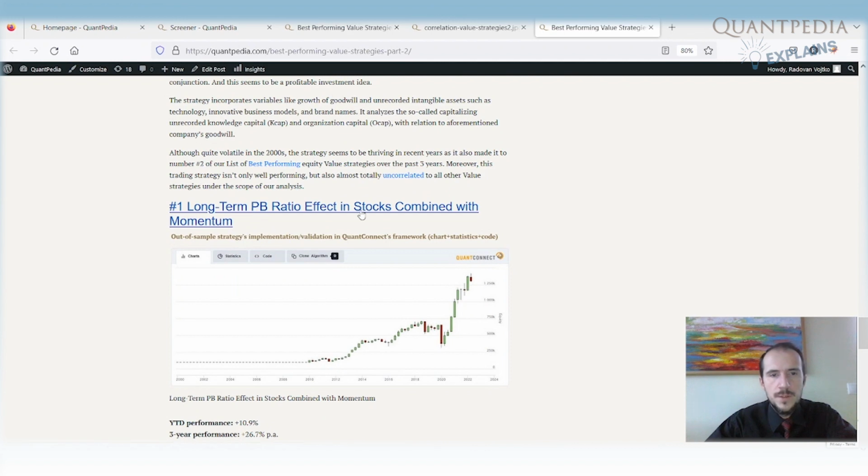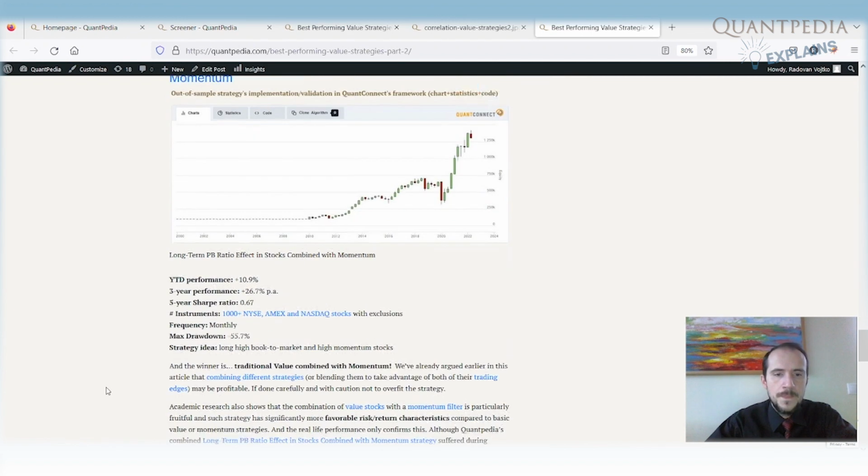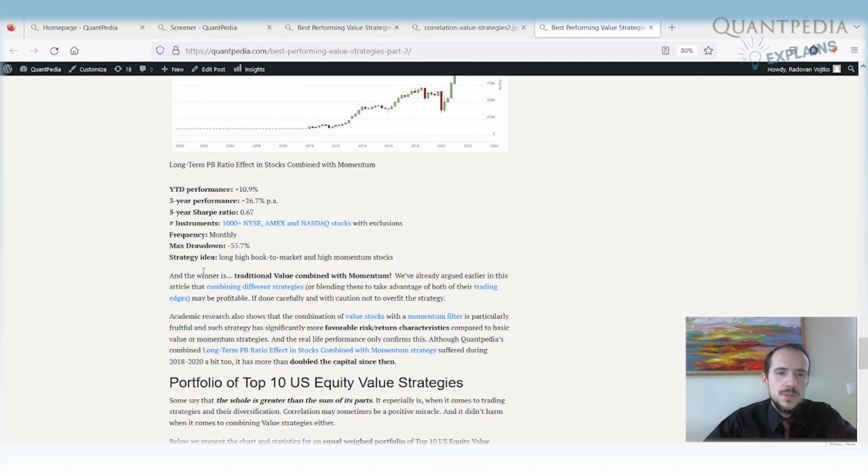And the last one, strategy number 1, the best performing in 2022, is the long-term price to book ratio effect combined with momentum. So once again, the winner is that we combine the traditional value with momentum. So we are going long the high book to market stocks that are also high momentum stocks. So instead of just using the fundamental ratio, we are also looking at the price action that guides our steps.